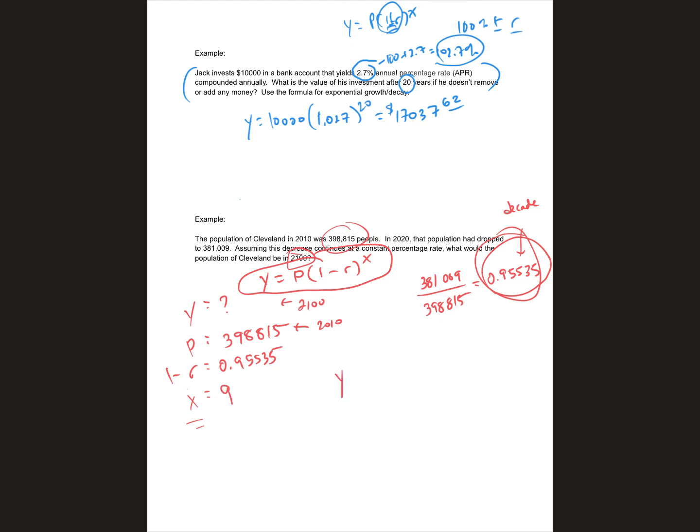So now if I take everything and plug it in, and then pop that into my calculator, I'm going to get 259,811 and some change, but these are people, right? So we can round this to a whole number. And there's my population in Cleveland in 2100. Now we will talk more about exponential functions in class next time.